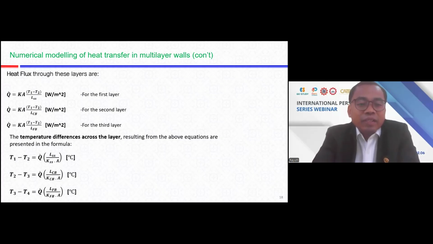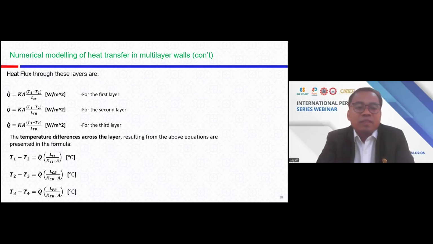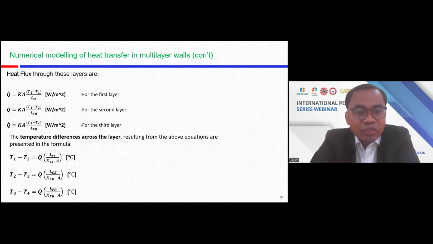On the next slide you will see the thermal conductivity of the different materials, and multiply by A, the cross-sectional area. Also, if you want to find T2 or T3, so T2 minus T3 equals the heat flux, layer by layer.